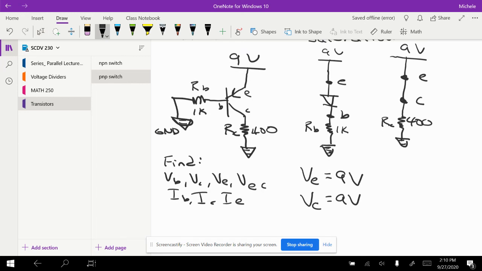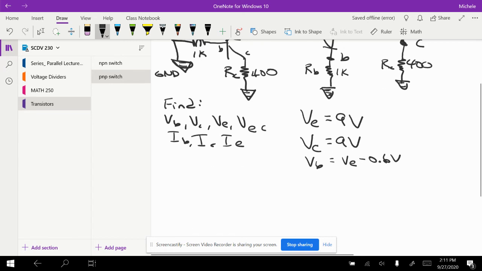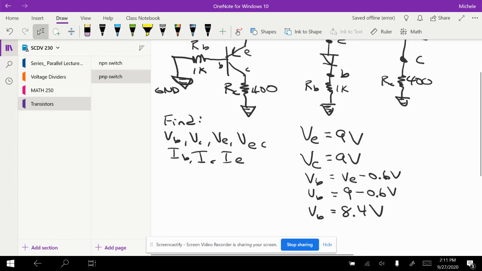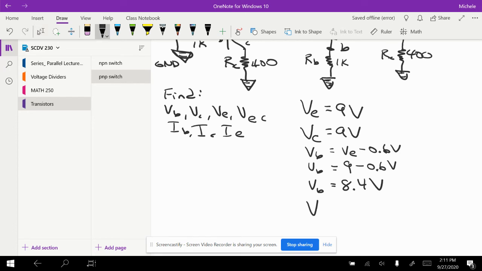Well, if I look at B, I know E is at 9 volts, and I know I need to drop 0.7 volts. So my VB is going to be equal to VE minus 0.6 volts, or 0.7 volts. We'll leave it at 0.6. And VE is 9 volts, so it's going to be 9 minus 0.6 volts. So VB is equal to 8.4 volts. Okay, and we also know that VEC is equal to 0 volts. So we've got all our voltages.